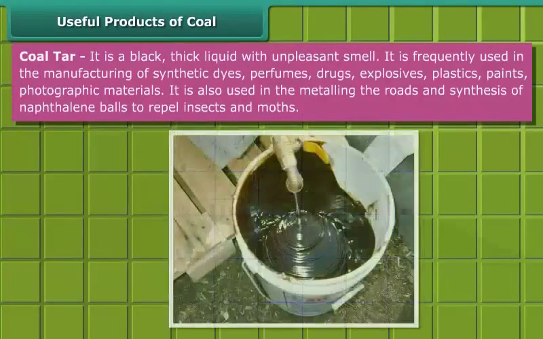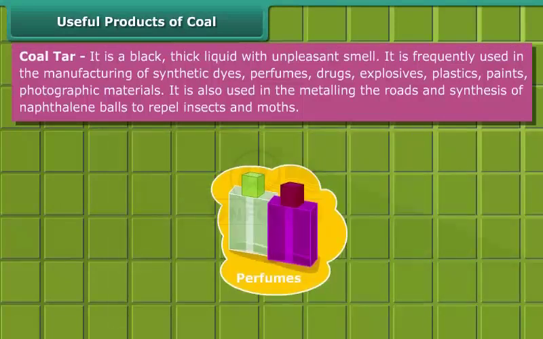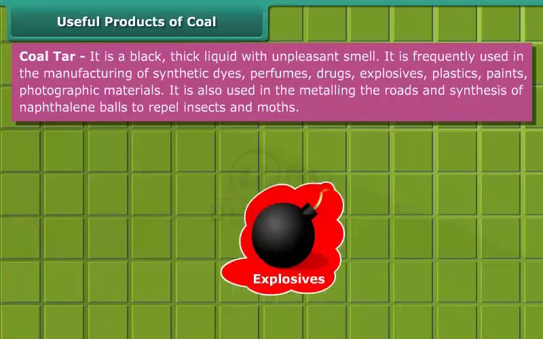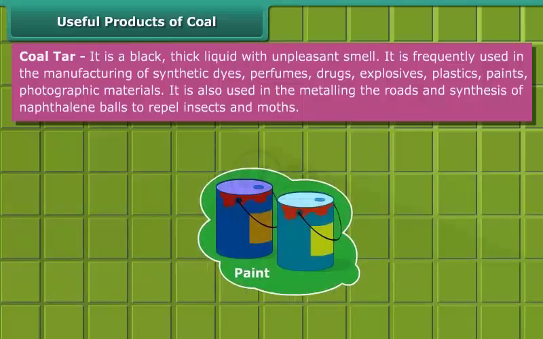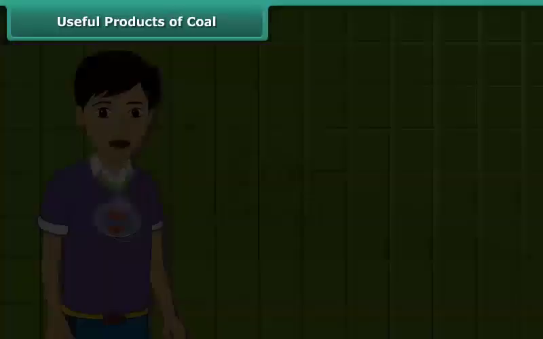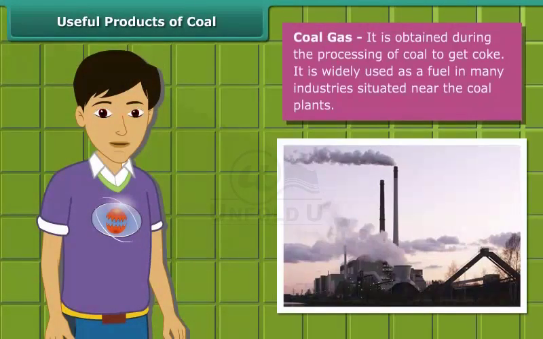Coal tar is a black, thick liquid with an unpleasant smell. It is frequently used for manufacturing synthetic dyes, perfumes, drugs, explosives, paints, plastics, and photographic materials. Coal gas is produced when coke is obtained from coal. In many industries located near coal plants, it is used as a fuel.